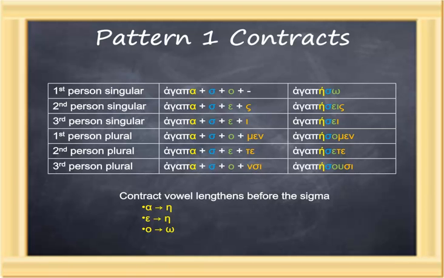Future stem, tense formative, connecting vowel, and ending. But with contract verbs, because the stem ends in a short vowel, that vowel lengthens before the sigma. So the alpha in agapa lengthens to an eta, and the form is agapeso. Alphas lengthen to etas, epsilons lengthen to etas, and omicrons lengthen to omegas. It's the same pattern. The only difference is that the stem vowel lengthens.